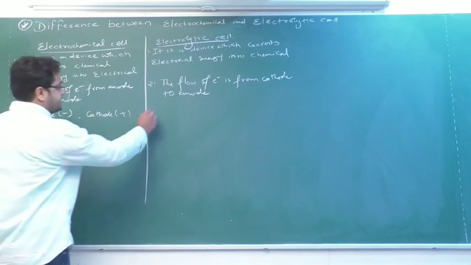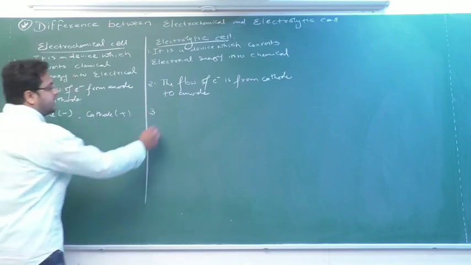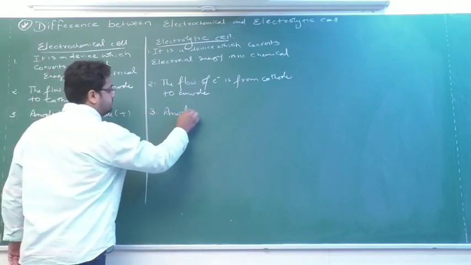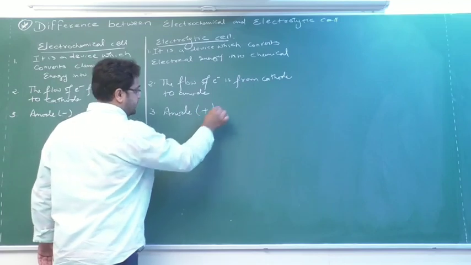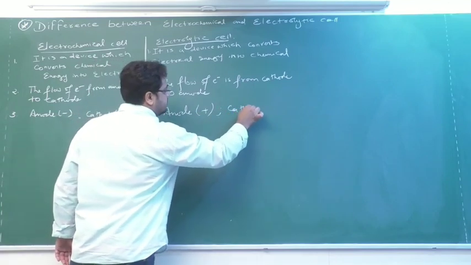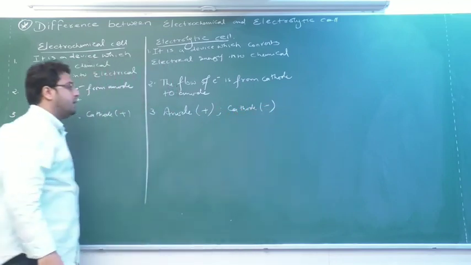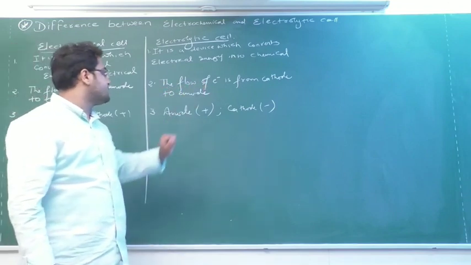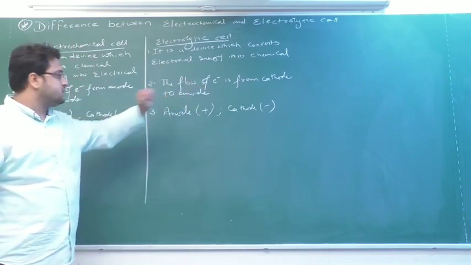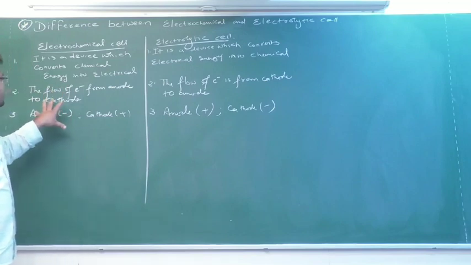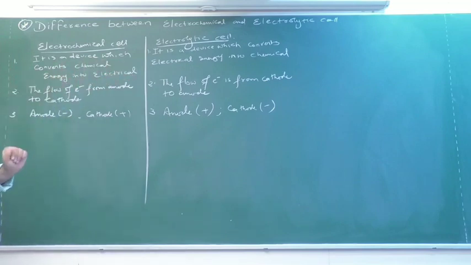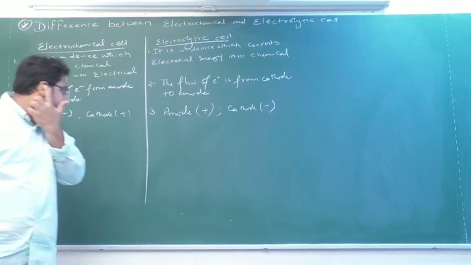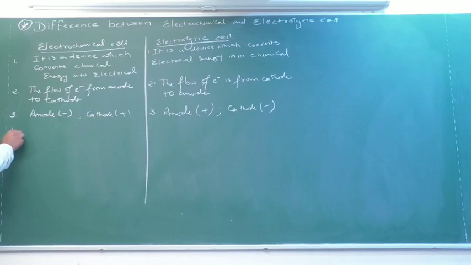In the reverse case, the anode will be positive and the cathode will be negative. Why? Because the flow of electron is reversed. So the one acting as anode in the electrochemical cell acts as cathode here, and the one acting as cathode acts as anode. Clear? Next point.